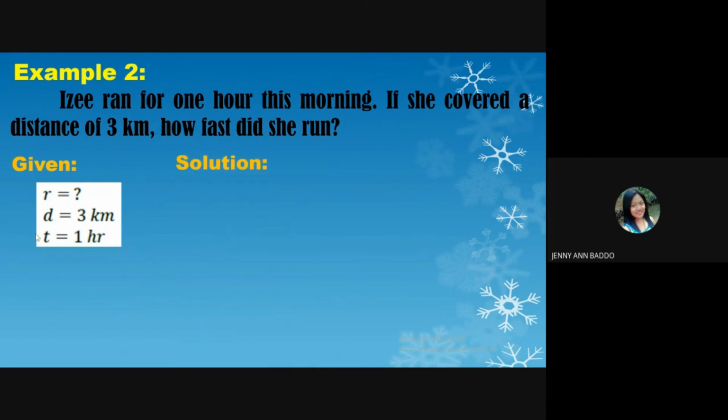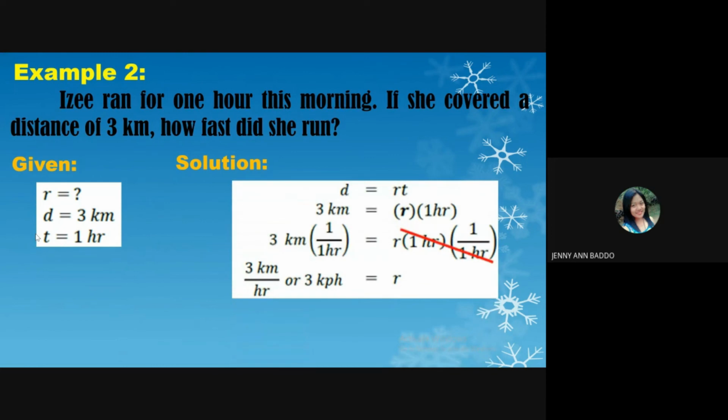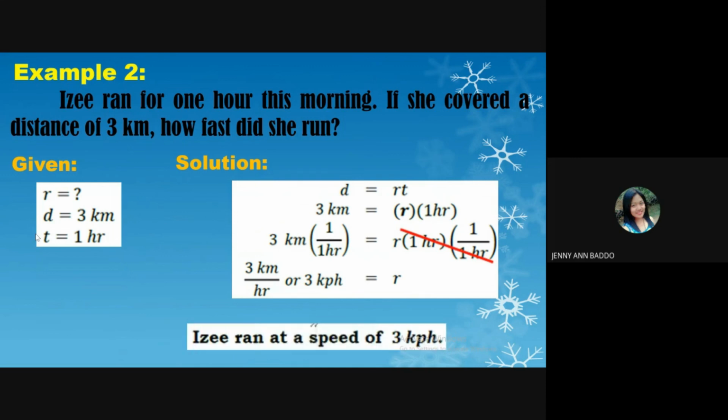For the solution, we have the formula D equals RT. By substitution, we have 3 kilometers equals R times 1 hour. Now, we can divide both sides by 1 hour or we can multiply by 1 over 1 hour. So, we have R equals 3 kilometers per hour. That means Iz ran at a speed of 3 kilometers per hour.